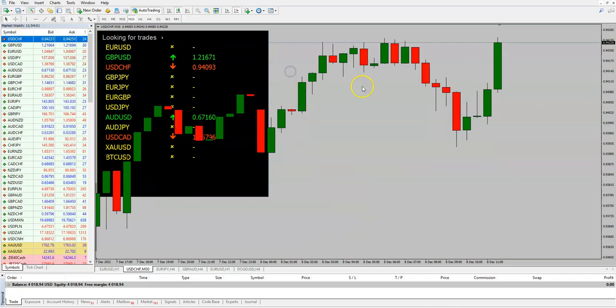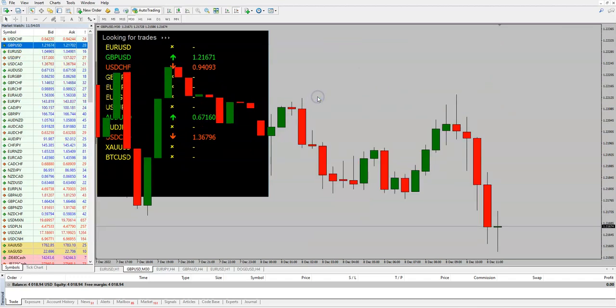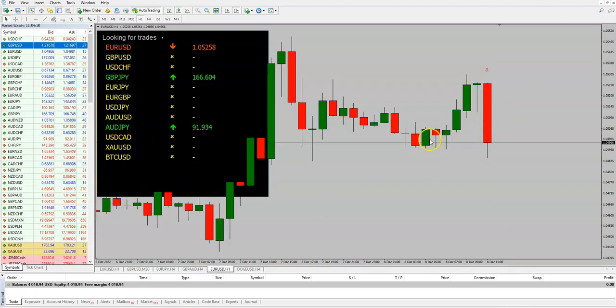USD Swiss franc or GBP. This is not in the money. This is becoming in the money. So you see, it is really very, very accurate, especially on 1 hour. There are only 5 minutes until the expiry. I will wait and I will come back after 5 minutes to show you the results.